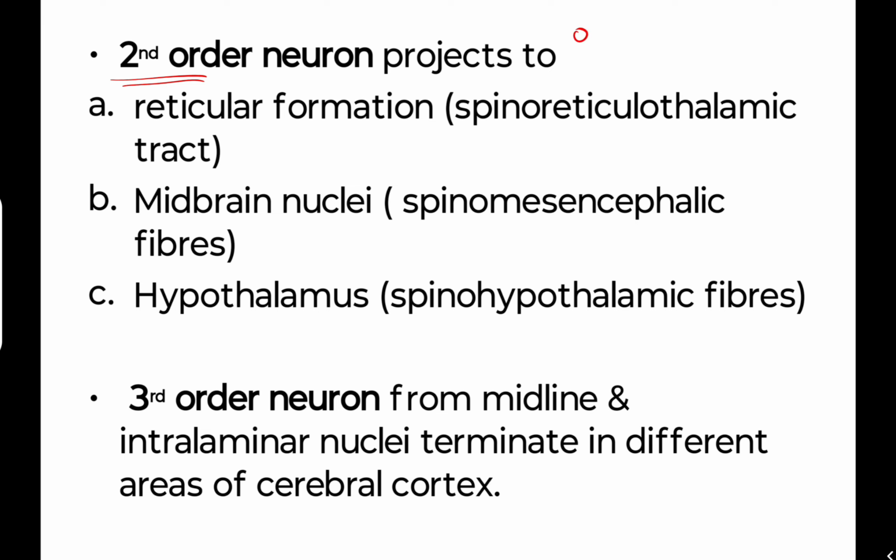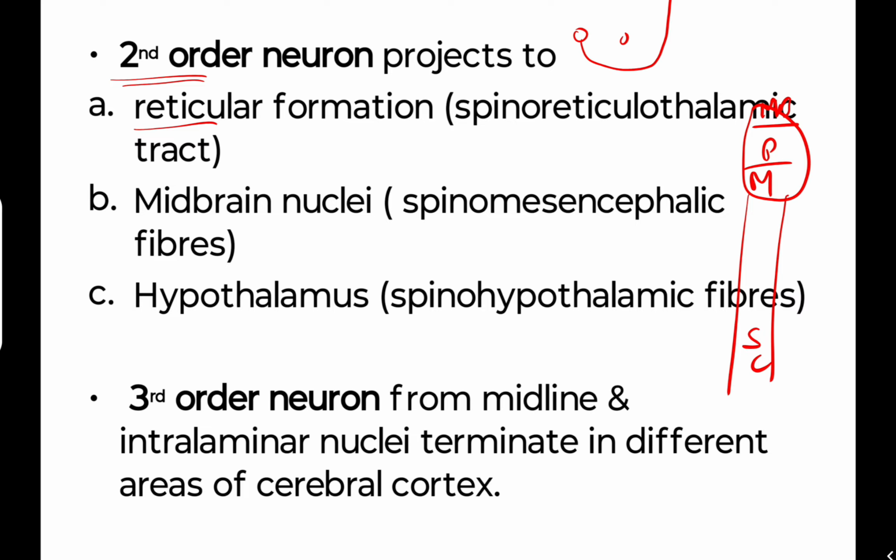So the second order neuron crosses in front of the spinal cord central canal and reaches and ends in the thalamus. But when this pathway is going up to the brain, it will give branches in the brainstem. This is the spinal cord. Here you have your brainstem: midbrain, pons and medulla, and then you have your brain. So when a pathway is ascending up the spinal cord, it will pass through all this brainstem and then reach your thalamus.